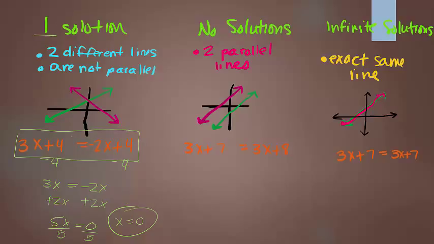So for one solution, you're looking for the intersection of the graphs, and algebraically, you would work it down to the end where you isolate the variable and you get the answer like that. And this is probably the one you mostly think of when you think of solving an equation.